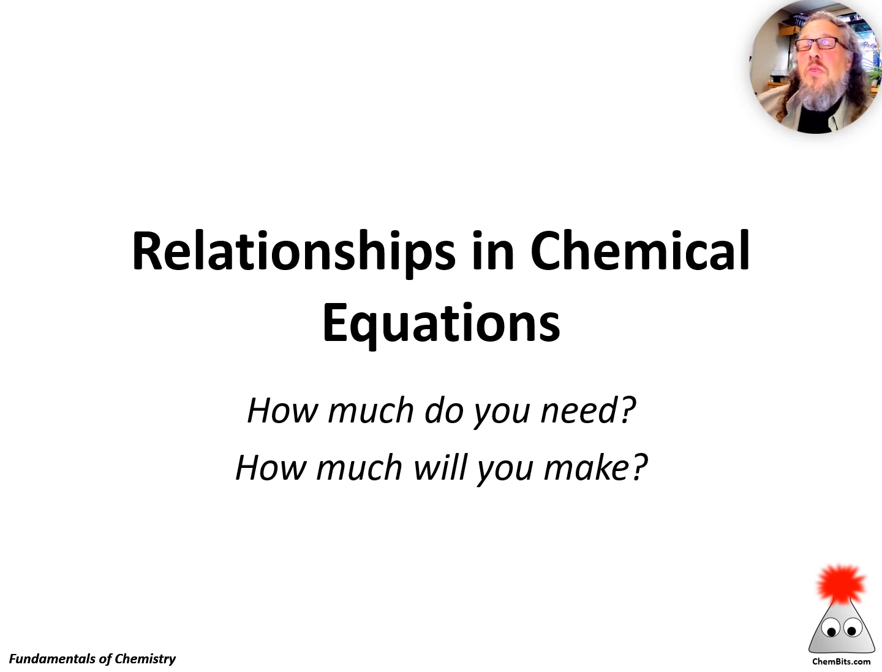The most powerful thing about a balanced chemical equation is that it tells us about relationships between all of the different chemical species that are part of that reaction. So a balanced chemical equation lets us answer questions like, how much of something do I need to react, or how much product will I make from a given reaction?